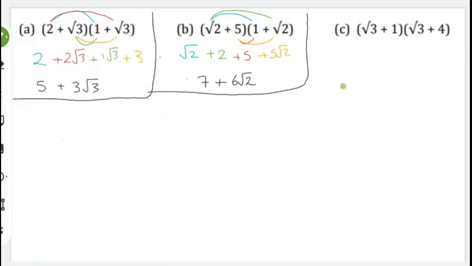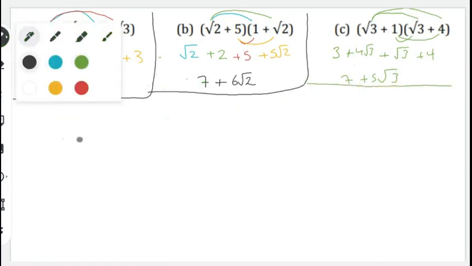And then, could you have a go at the final one? Would it be 7 add 5 root 3? Okay, so let's go through it. So we've got square root of 3 times square root of 3, which is 3. Square root of 3 times 4, which is 4 root 3. 1 times square root of 3 is 1 root 3. 1 times 4 is 4. And you said 7 plus 5 square root of 3, indeed.